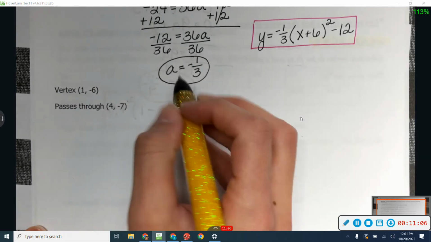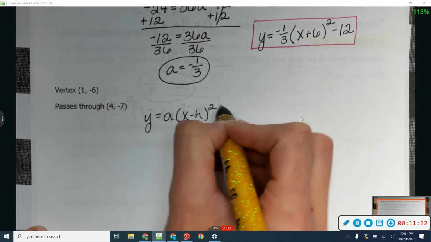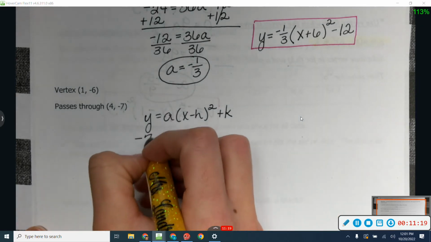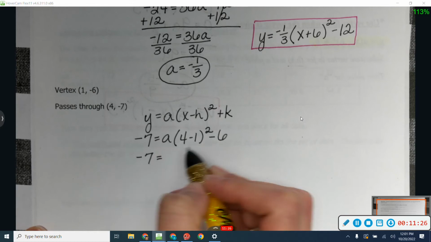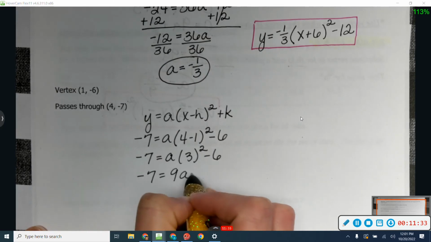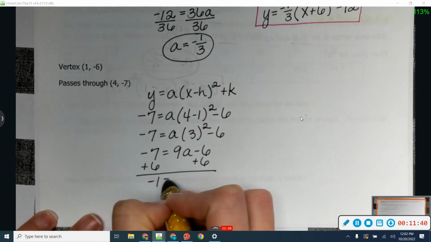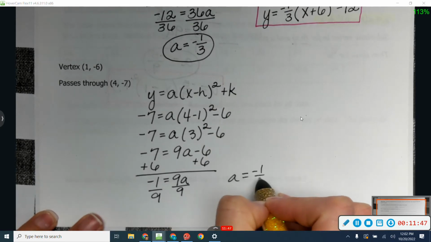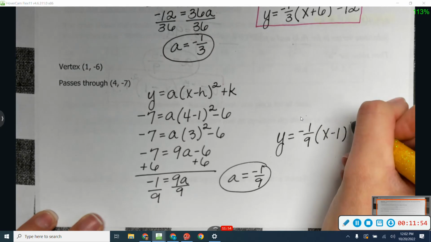So what do I start with? What do I write first? The first: y equals a parentheses x minus h squared plus k. Yes. Okay, then when I plug in my numbers, negative 7 equals a parentheses 4 minus 1 parentheses squared minus 6. So then 4 minus 1 is 3, and 3 squared is 9. So 9a. Plus 6 would be negative 1, divided by 9 is negative 1/9. So the answer is y equals negative 1/9 parentheses x minus 1 squared minus 6.